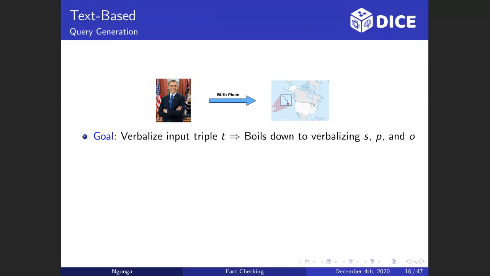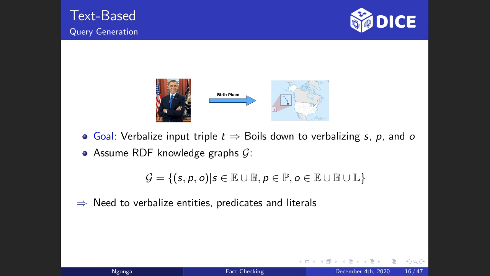Okay, so where are the challenges here? The first challenge is the generation of the query itself, i.e. taking the fact and transforming that into natural language. What we need to do to achieve this goal is what we call verbalizing, which means taking structured data like a fact in a knowledge graph, the input triple, and transforming that into natural language. And given that the triple T contains three parts, which are S, P and O, this boils down to verbalizing S, P and O. So let's look into that in slightly more detail.